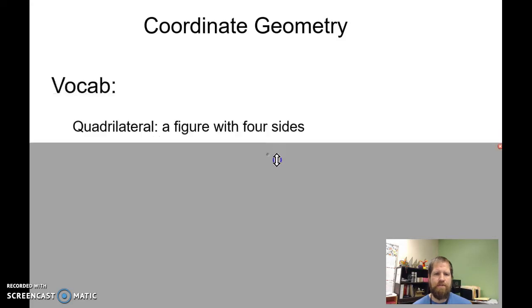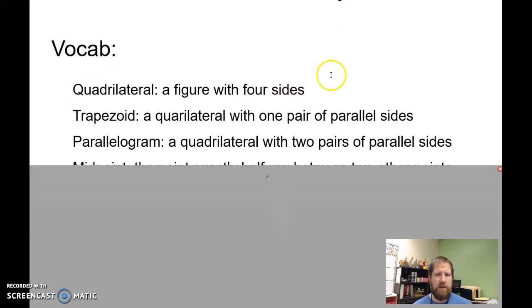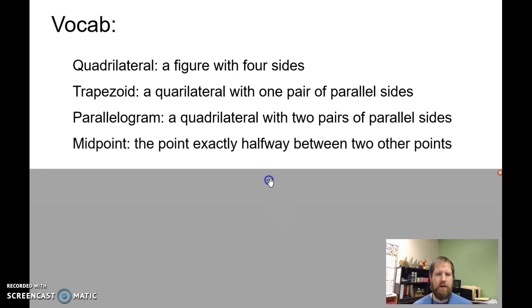Coordinate geometry. We've got some hopefully review vocabulary for some different shapes. A quadrilateral is a figure with 4 sides. A trapezoid is a quadrilateral, so a figure with 4 sides that has one pair of them being parallel to each other.